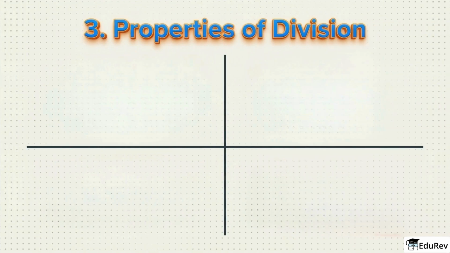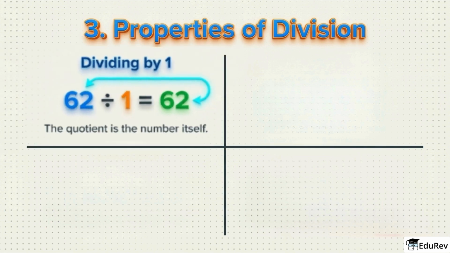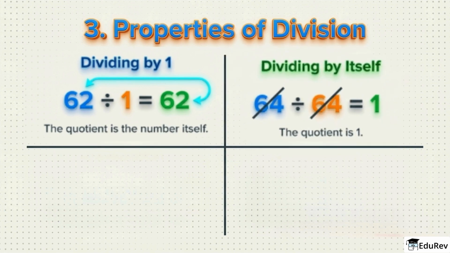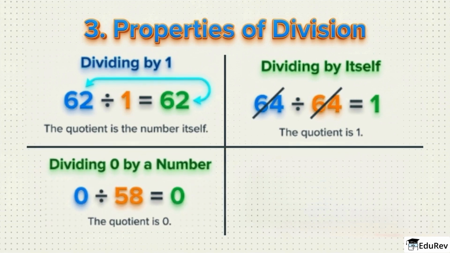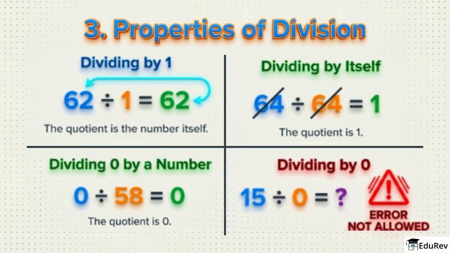Now let us learn some simple properties of division. If you divide a number by 1, the answer stays the same. If you divide a number by itself, the answer is 1. If you divide 0 by a number, the answer is 0. But division by 0 is not allowed. That is an error. We cannot divide by 0 because it does not make sense in mathematics.